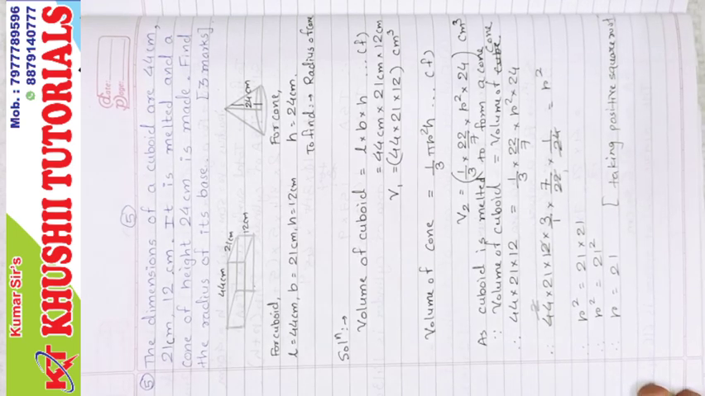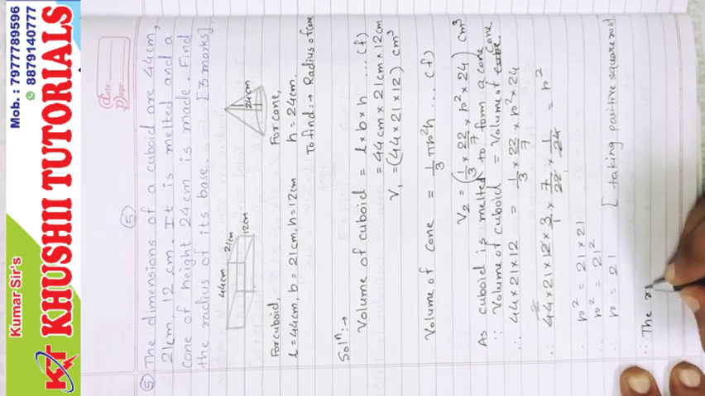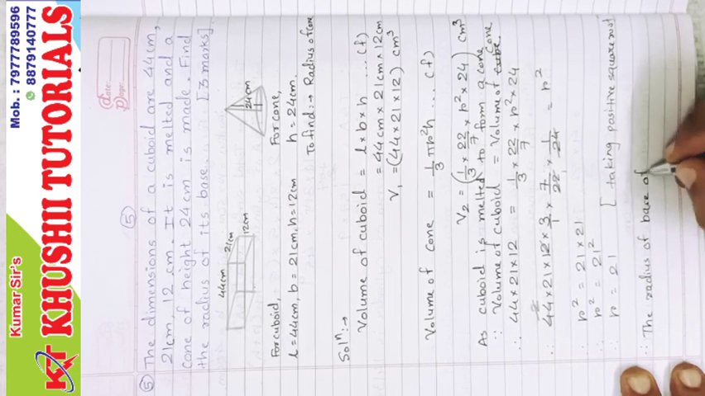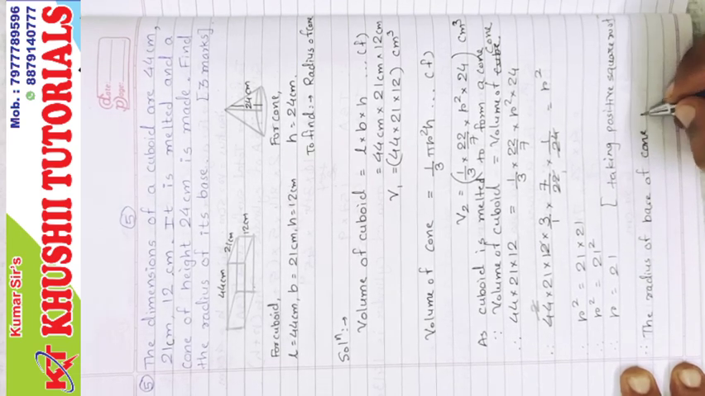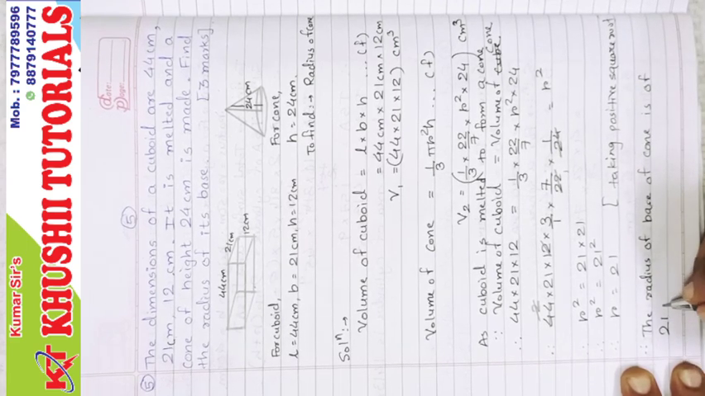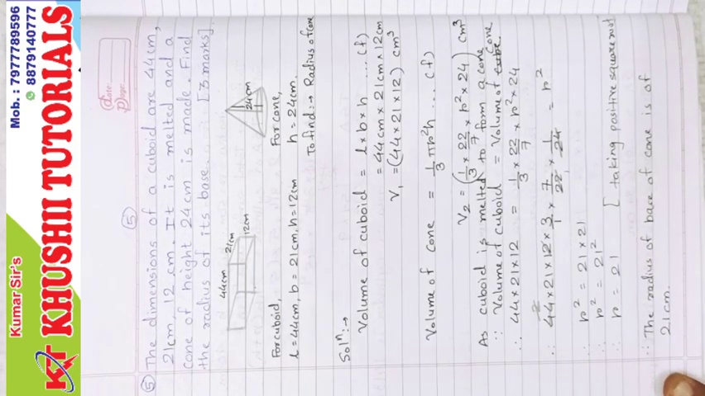We need to find the radius only. Therefore, the radius of base of cone is 21 centimeter. And this is the end of sum number 5.